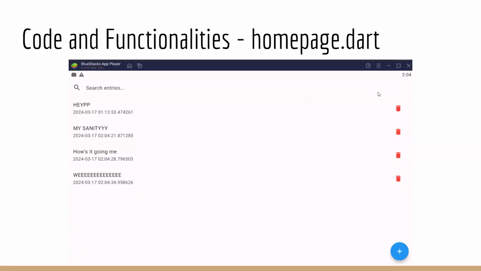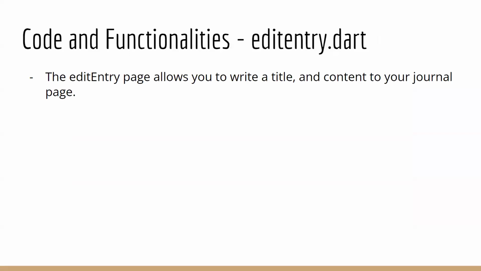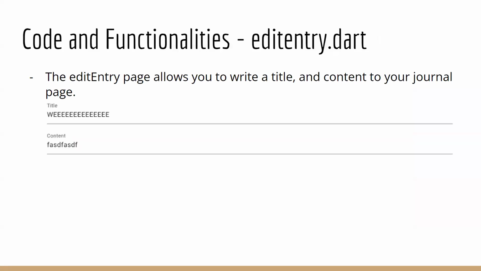Okay, our homepage.dart. Here is what it would look like. Ignore the entry titles. Okay, now into the edit_entry.dart page. The edit entry allows you to write a title and the content to the journal, which looks like as follows.